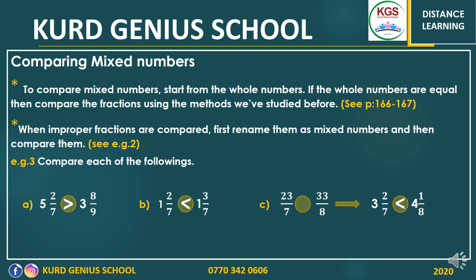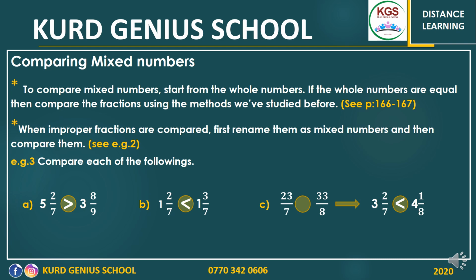When improper fractions are compared, first rename them as mixed numbers and then compare them. See example given 2. Example given 3, compare each of the following. A. We have 5 and 2 sevenths and 3 and 8/9. Which one is greater? According to the first note, we should start comparing from the whole numbers.